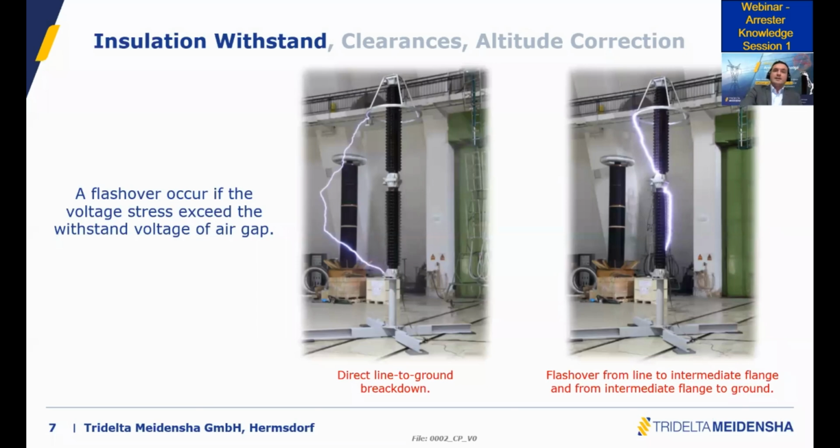And here you have some concrete examples of the installation withstand tests as per IEC 60099-4 performed on Tridelta surge arresters. You can see a typical configuration with a grading ring, and two different scenarios: a direct line-to-ground breakdown, or a flashover from the line to the intermediate flange and then from the flange to the ground.